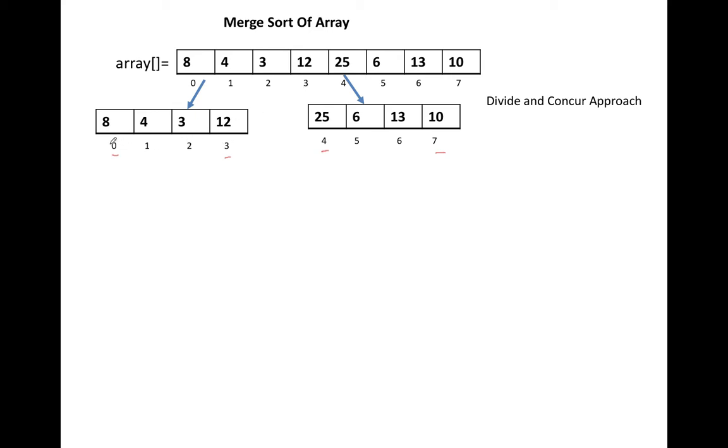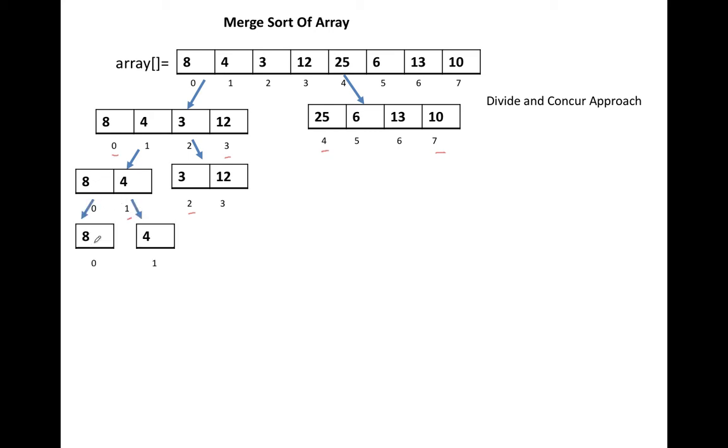So let's first start dividing the left subarray. We again divide this left subarray into two parts. This is my left subarray, this is my right subarray. Here we have two elements, here also we have two elements. So its starting index is 0 and end index is 1, and here starting index is 2 and end index is 3. Now we can do further division. So let's first divide the left one. Now we are left with two subarrays, and each subarray has only one element. In the left subarray we have the number 8 and in the right subarray we have the number 4.